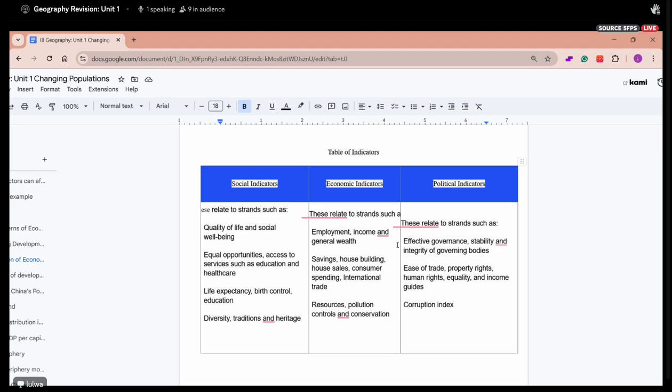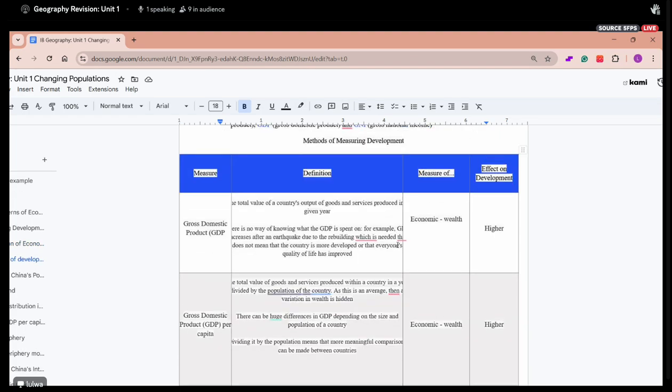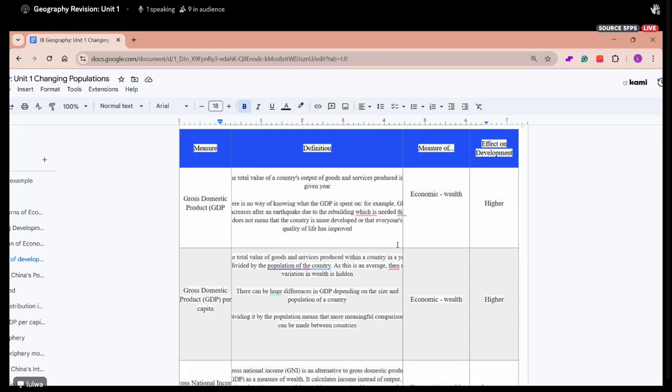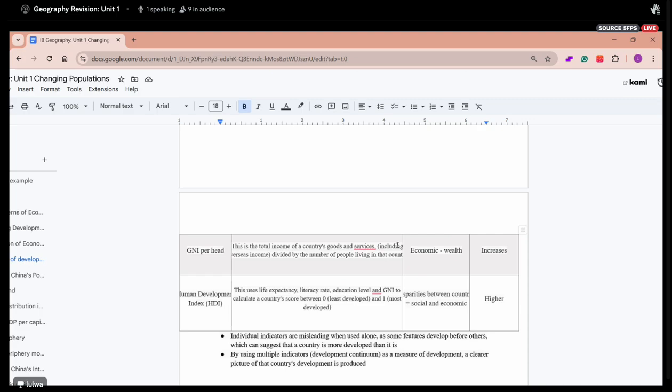And there are different ways to also measure development, as I said. The traditional method of measuring wealth is, like we said before, by either GNP, GDP, or GNI. But here's a breakdown of all of them, which you can look at. It shows their definitions, how they are measured, and how good they are at measuring development. So you have the GDP, GDP per capita, gross national income per head, and then the Human Development Index.